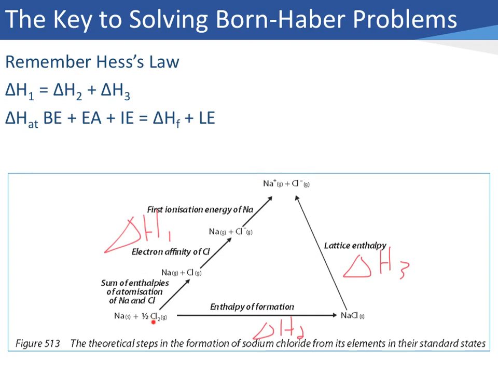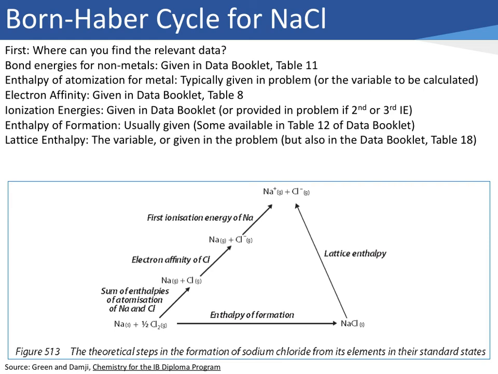Delta H2 is the delta H of formation, which is this step. Delta H3 is the lattice enthalpy, which is this step. So all of these combined is equal to these two things combined. I've already given you some background on where to find this data, but I did want to have a slide to summarize that.